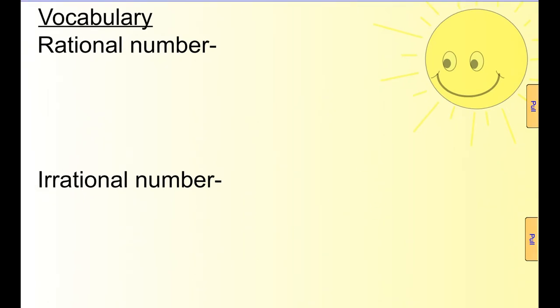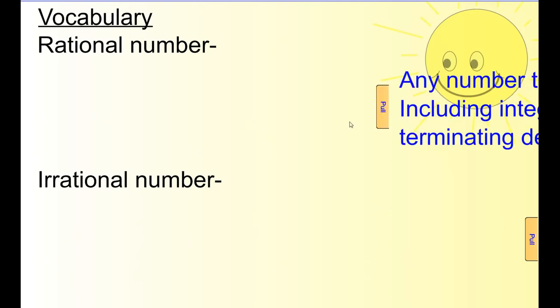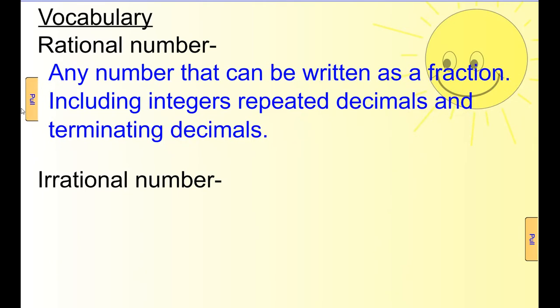So we have 2 vocabulary words. First one is a rational number. A rational number is any number that can be written as a fraction. So all those problems on that first page that we were able to write as fractions, those are rational numbers. It says here including integers, repeated decimals, and terminating decimals. So there should be some commas in there. So integers would be positives and negatives, so you can have a positive rational number and a negative rational number. Repeated decimals can be turned into fractions, and terminating decimals can be turned into fractions.